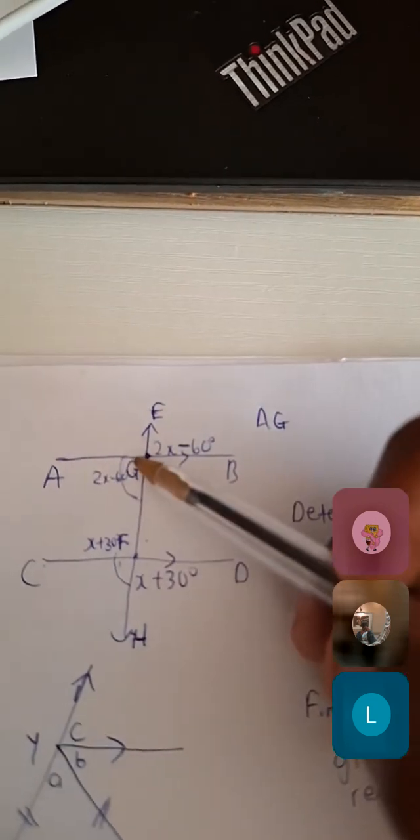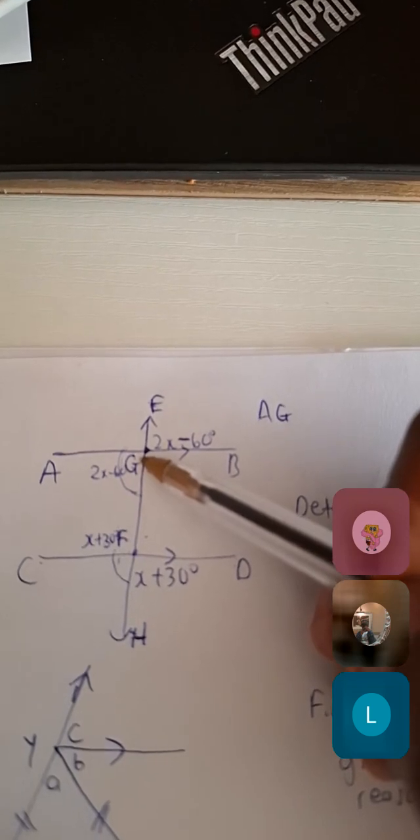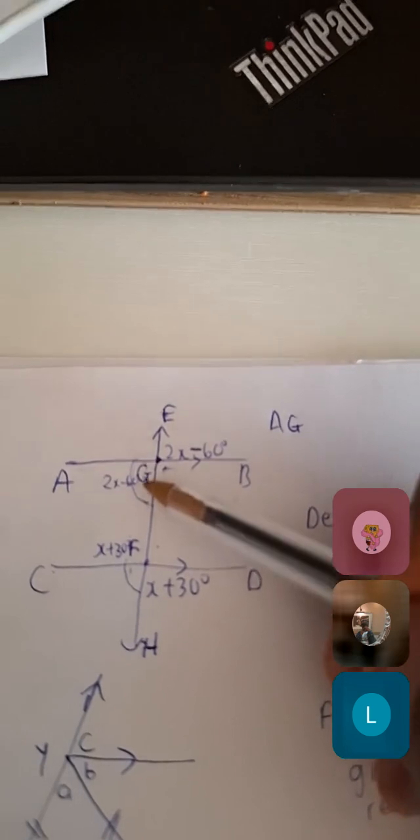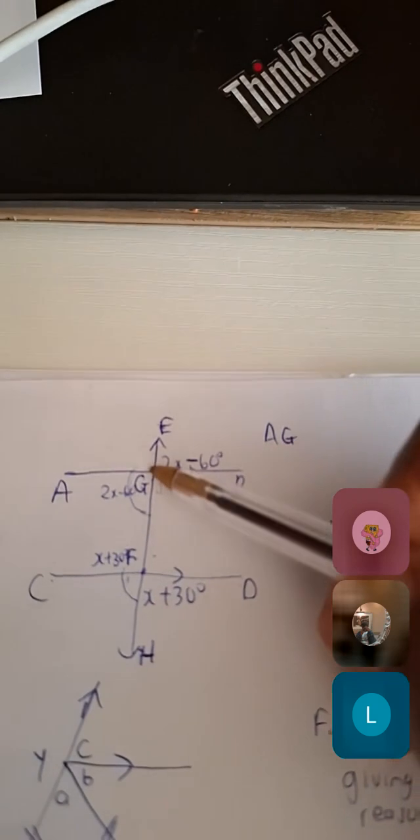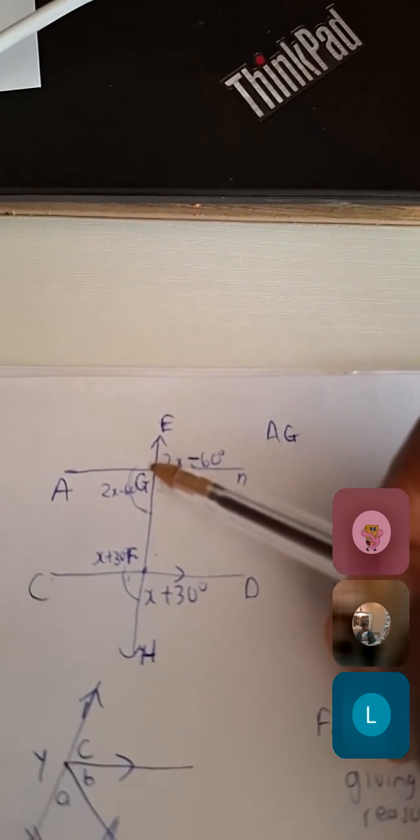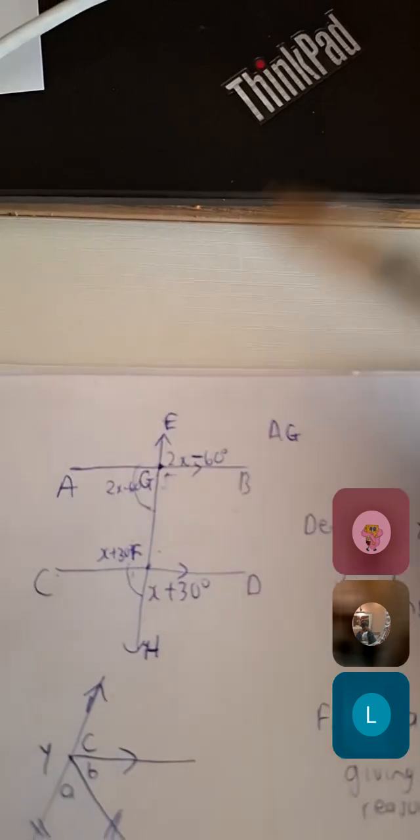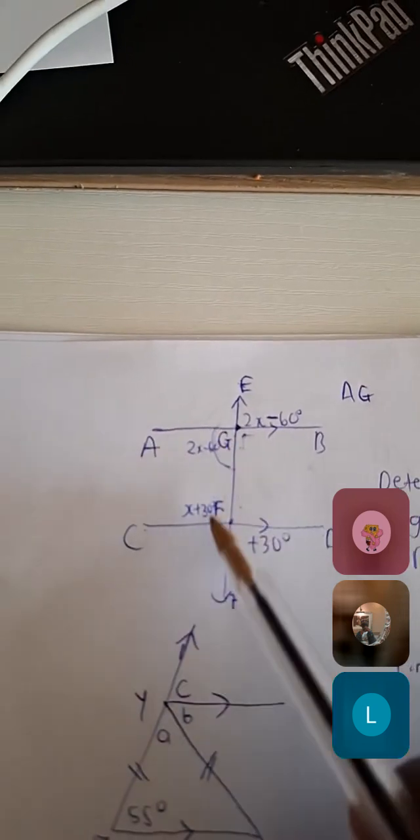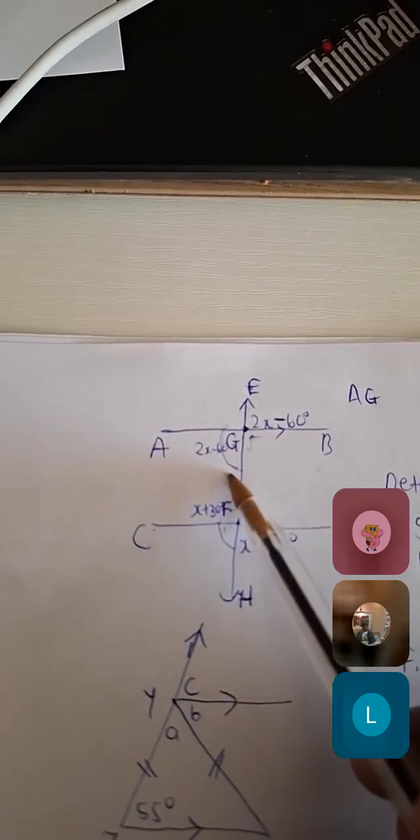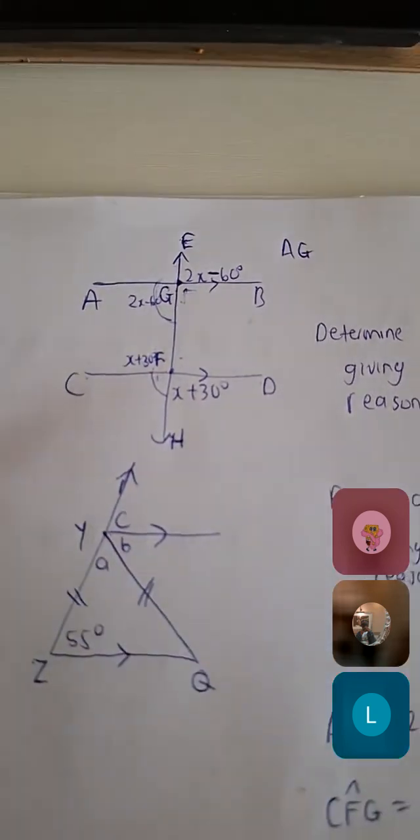AG. What is AG? I want to say this G. Then say it. How do we name this angle? What is the conventional way to say it, using the letters that we have? Come on, you can do it. You've told me that this is AGF, which is 2x minus 60 degrees. I agree. And you told me that CFG is x plus 30 degrees. I agree with you.